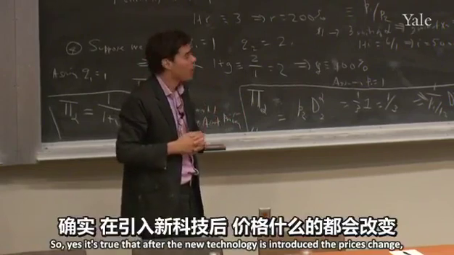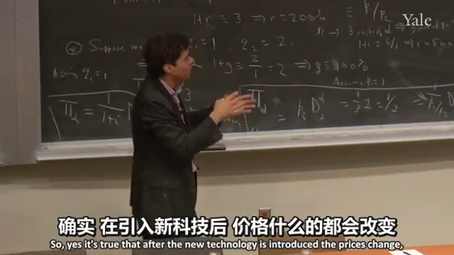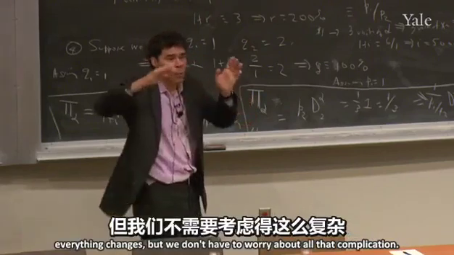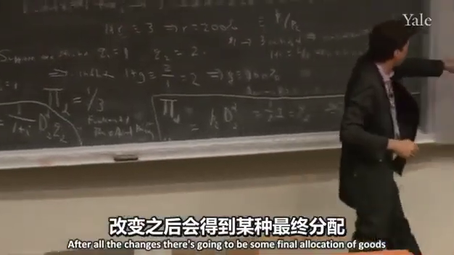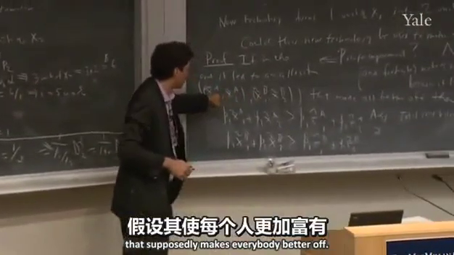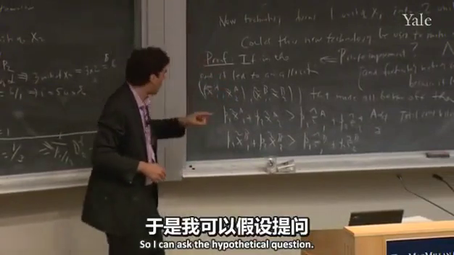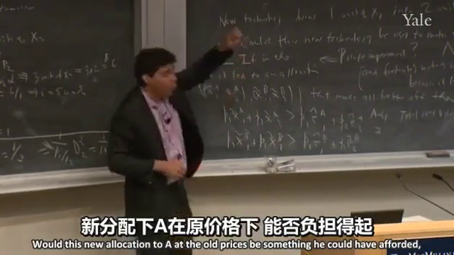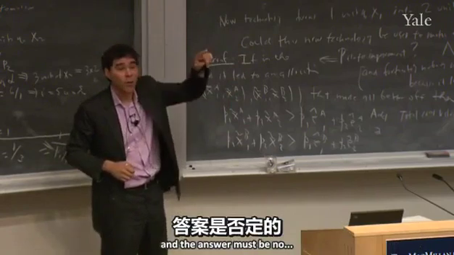proof. So yes, it's true that after the new technology is introduced, the prices change, everything changes. But we don't have to worry about all that complication. After all the changes, there's going to be some final allocation of goods that supposedly makes everybody better off. So I can ask the hypothetical question, would this new allocation to A at the old prices be something he could have afforded? And the answer must be no.